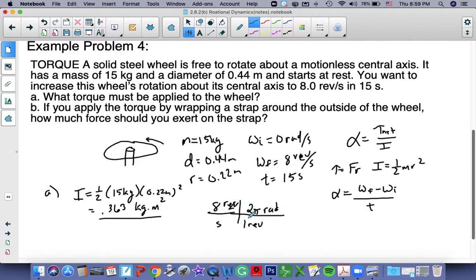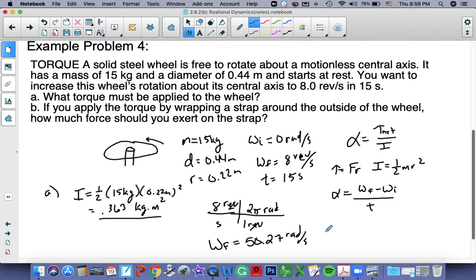So the revolutions will cancel out. So we just take 8 times 2 pi. That's usually the quick way to go from revolutions to radians. So final angular velocity is going to be 8 times 2 pi, which is 50.27, and that is in radians per second. That's what we want.